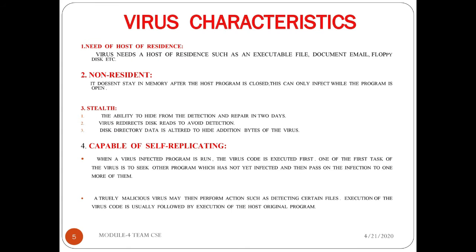Next slide, please. Virus characteristics. There are four characteristics. You can understand like this. First one, need of a host for residence. A virus needs a host to reside in, such as an executable file, document, email, floppy disk, etc., so that it can operate. Non-resident: it doesn't stay in memory after the host program is closed. It can only infect while the program is open. When the file is executing and open, only then is it going to affect. Once the system is closed, it doesn't have any effect.